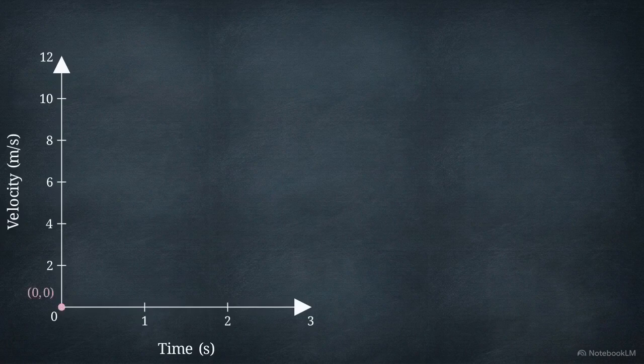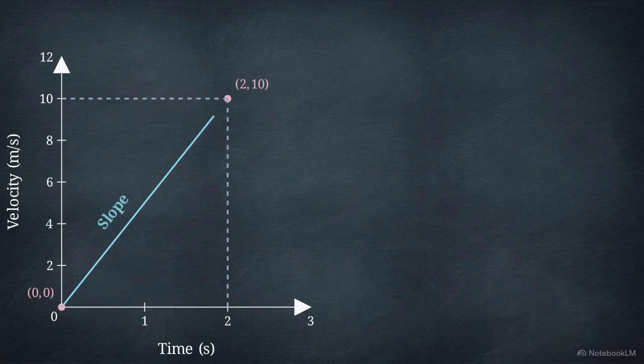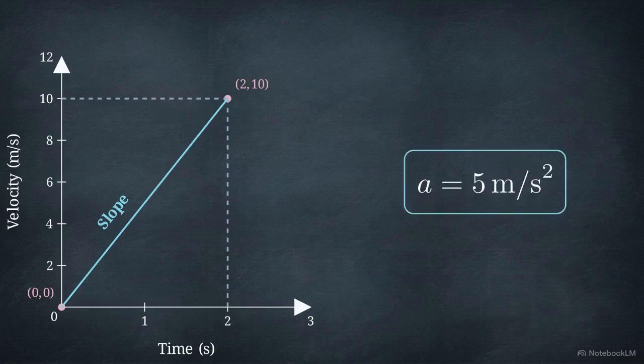We plot a car in an initially stationary state, 0 meters per second at time 0, and then plot its final state, hitting 10 meters per second at the 2-second mark. By drawing a straight line between these two states, we can extract the algebraic slope. We apply the formula for constant acceleration, a equals final velocity v minus initial velocity u, all divided by time t. 10 minus 0 divided by 2 yields a constant acceleration of 5 meters per second squared.